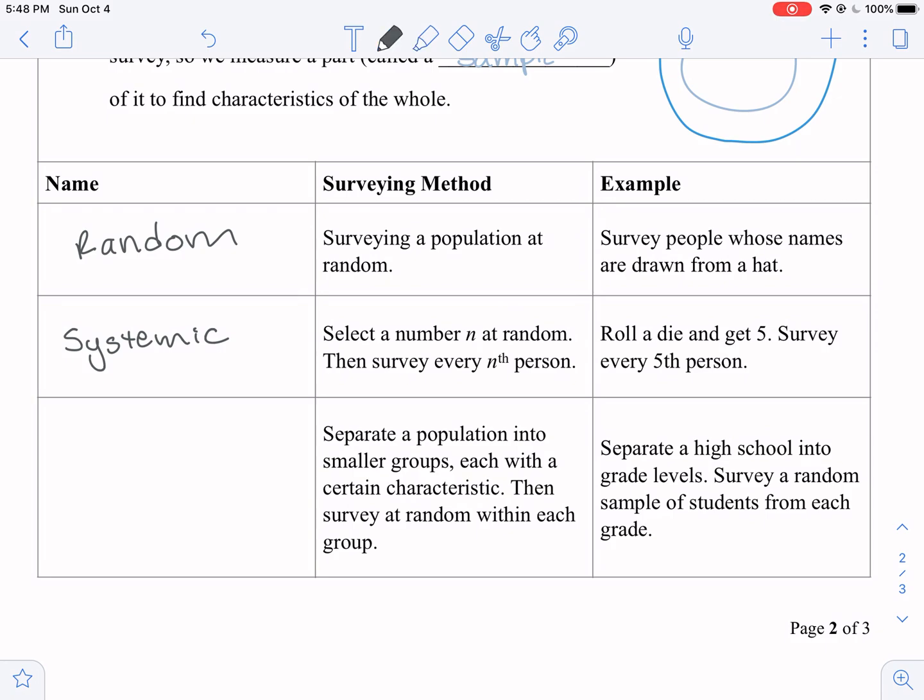And then finally you have stratified. Stratified comes from stratus, which is like a layer. That's when you separate a population into smaller groups and then randomly choose from there. So if I wanted to get a glimpse of what class culture is like at school, then I would randomly survey like 5 seniors, 5 juniors, 5 sophomores, 5 freshmen, to make sure that I'm getting some of each level of our population.